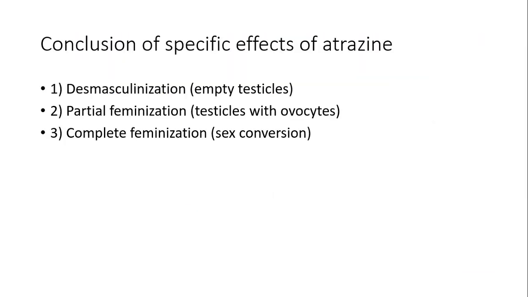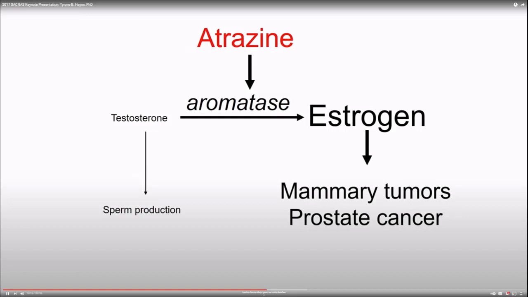So if we were to summarize the specific effects of atrazine in frogs, we could say that it causes 3 major effects. One of them is demasculinization of males with empty testicles. Another one is partial feminization, that is basically testicles that have ovocytes. Or complete feminization, which is total sex conversion. As I said, in birds and mammals, these feminization effects do not take place because it is the chromosomes that determine the type of sex.